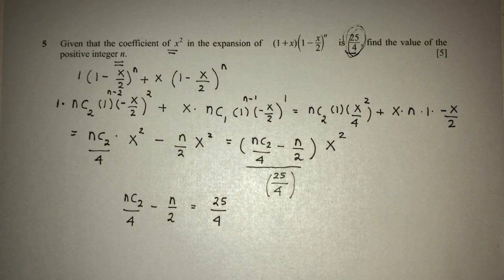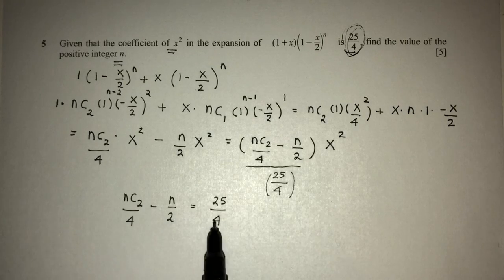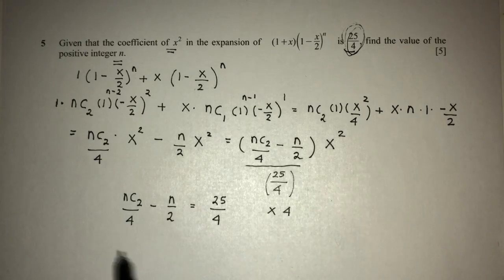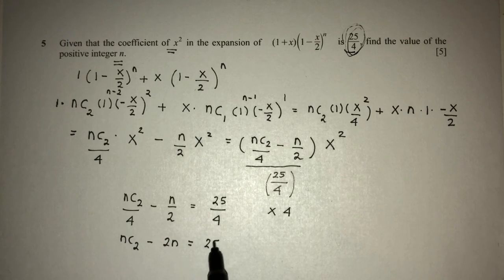We have to solve for the value of n. So let's first simplify the equation. As you can see, we have 4 here, 2 here, and 4 here. We want to eliminate the base. We can just multiply by 4 everywhere. You will have n choose 2 minus 2n equal to 25.